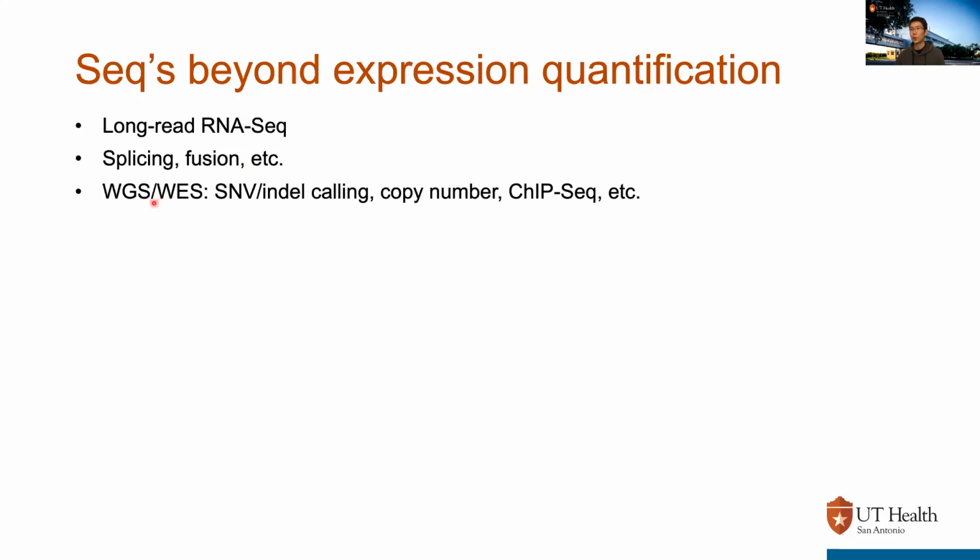And if you are dealing with whole genome sequencing or whole exome sequencing on the DNA level, those are very, very different applications compared to RNA. So for pretty much all of these other applications, you need to look for other pipelines than Salmon. Okay, that's pretty much it.